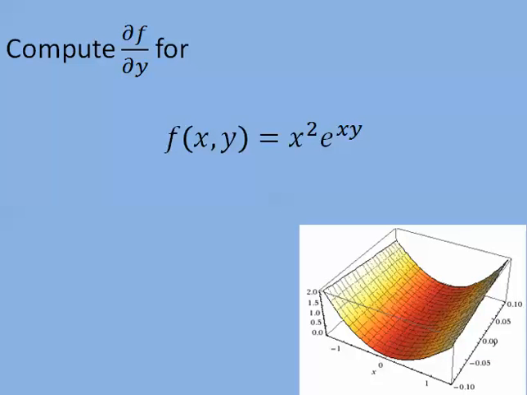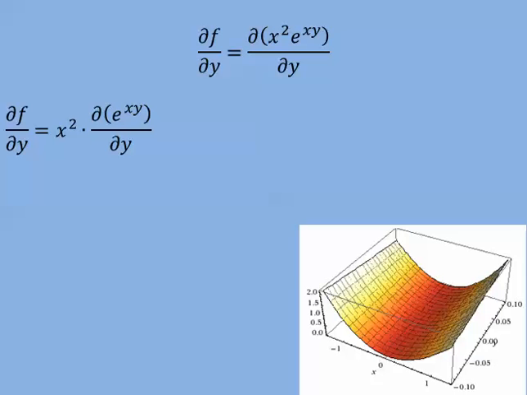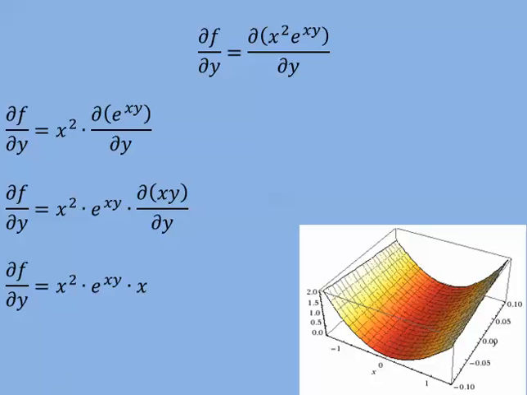Let's do the same function, but compute the partial with respect to y. Again, turn off the video and turn it back on when you're ready. Notice that y only appears once. I pull the coefficient x squared out. X is being held fixed. In taking the derivative, I have to remember the chain rule. I take the derivative of xy with respect to y, and I simplify.